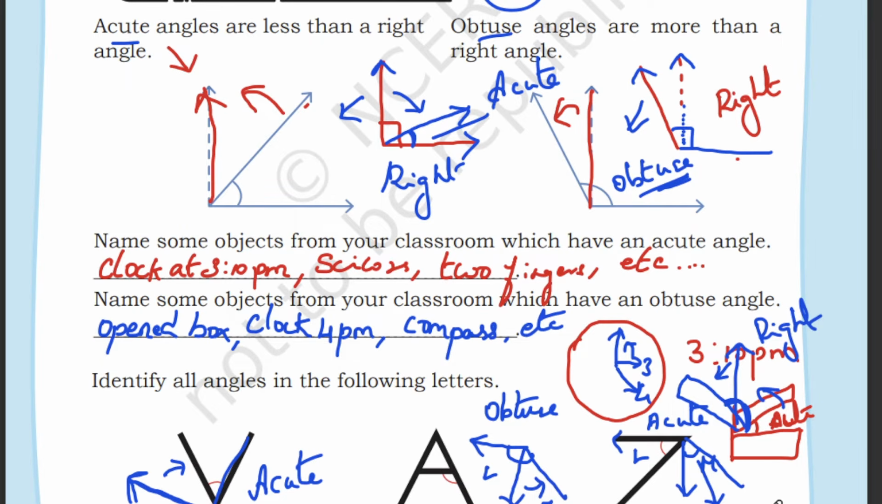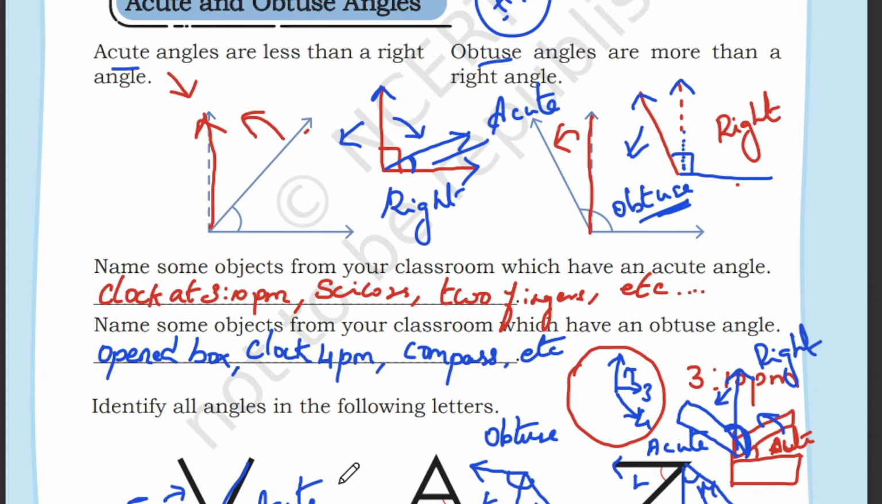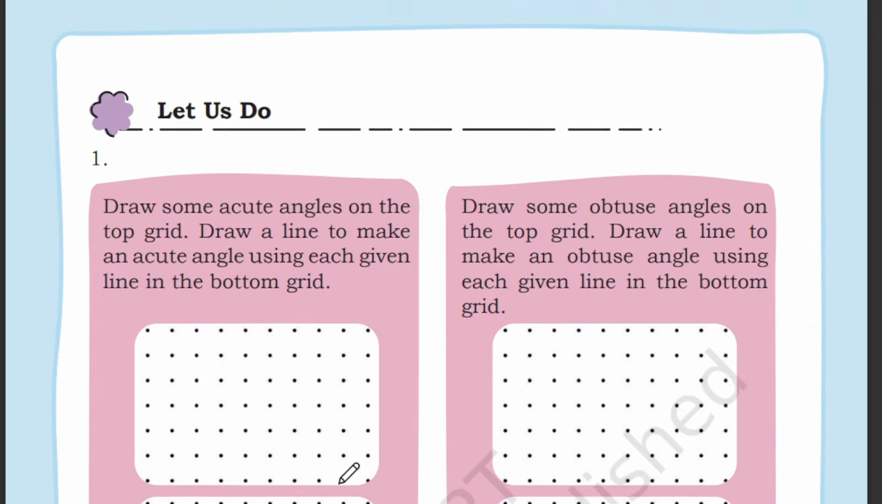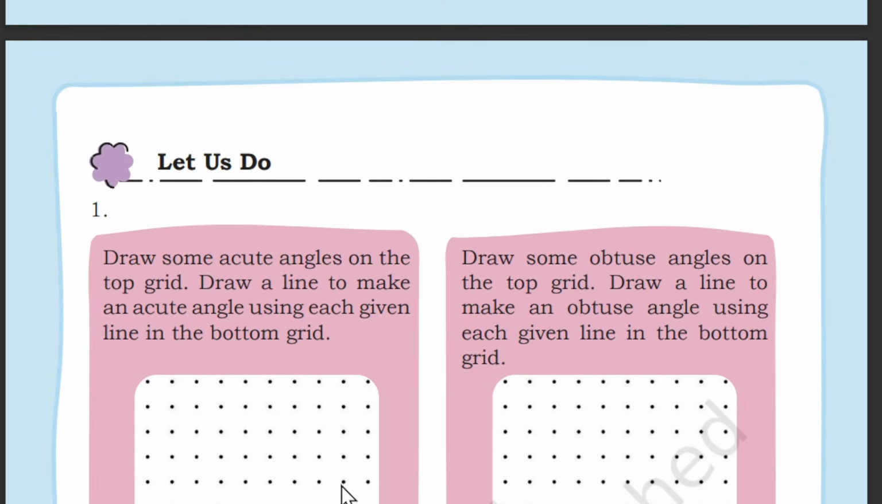So, very important question, students. They will give you different intersecting lines and they will ask you to mark the obtuse and acute angle and right angle as well. Okay, next one.